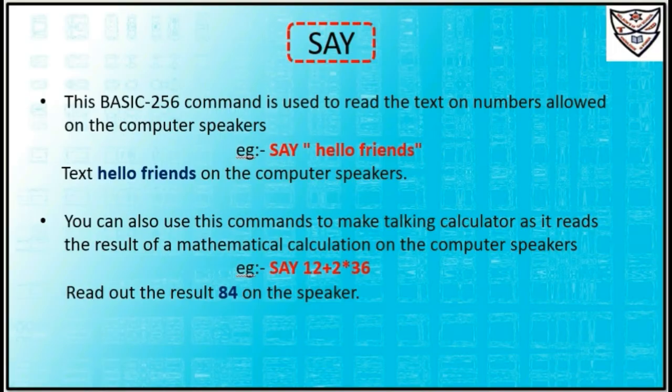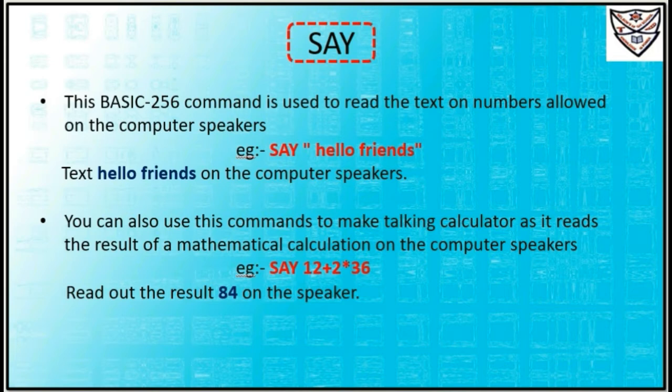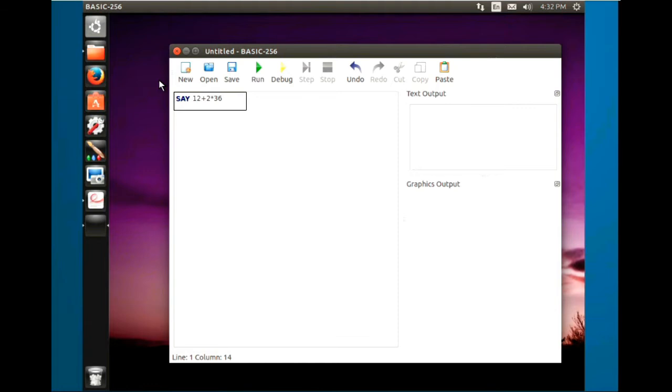Say. This BASIC-256 command is used to read text or numbers aloud on the computer speakers. Example, say "hello friends" will read the text hello friends on the computer speakers. You can also use this command to make a talking calculator, as it reads the result of mathematical calculations on the computer speakers. Example, say 12 + 2 * 36 will read out the result 84 on the speakers.